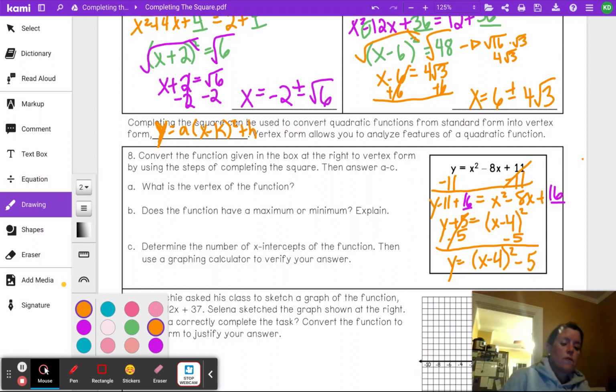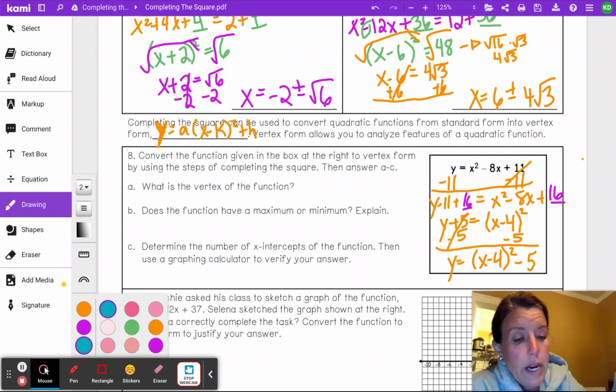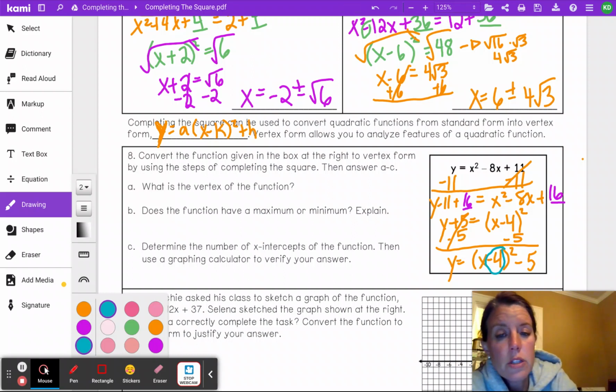So the vertex of this function. The vertex is an ordered pair, and again, it's where it's either the lowest or the highest point. Your x value is that number that is inside the parentheses with your x. Main thing to remember though, change the sign. Inside of the parentheses, it's negative 4. So now it's going to be positive 4.